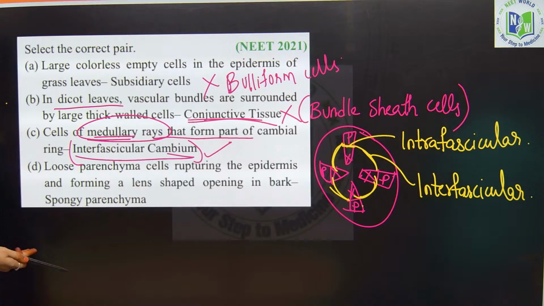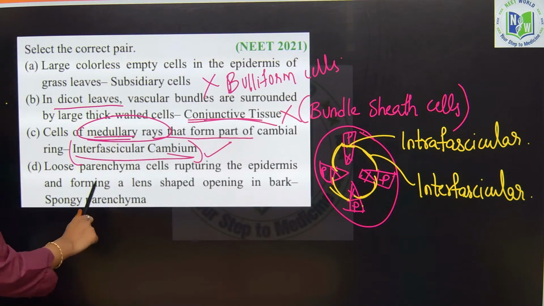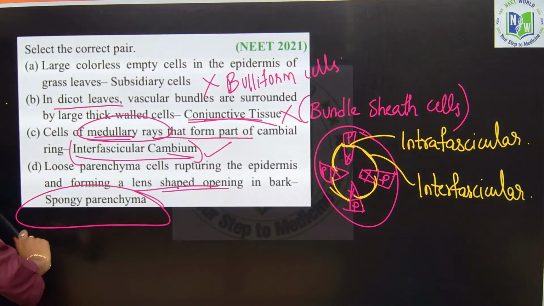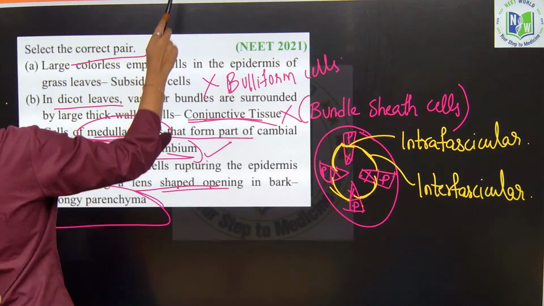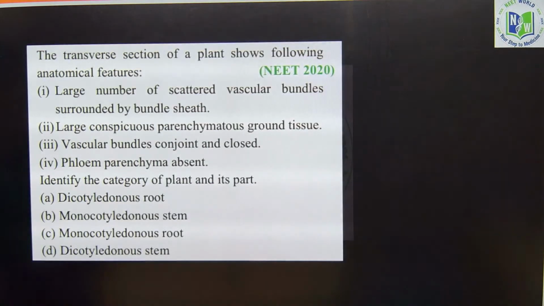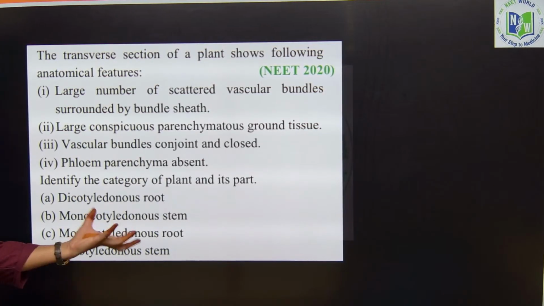Next, look at the fourth statement. Loose parenchyma cells rupturing the epidermis and forming the lens shaped opening in the bark is by spongy parenchyma. True. So here, which option will be correct? Option D is the right statement, the correct pair. Next, the last question of today's session, which was asked in NEET 2020.